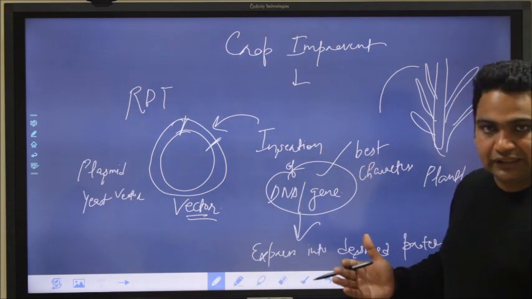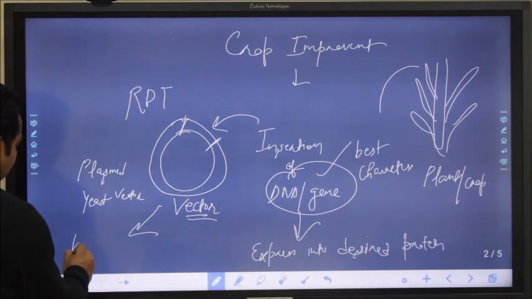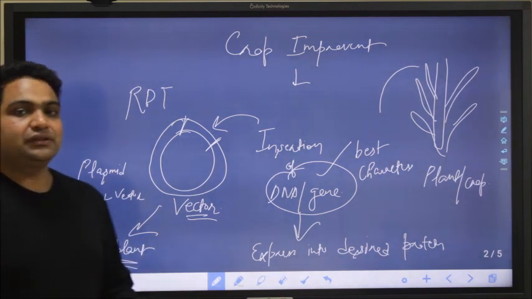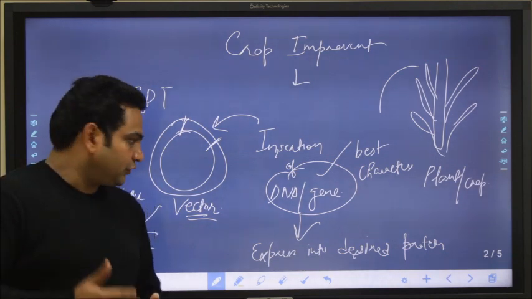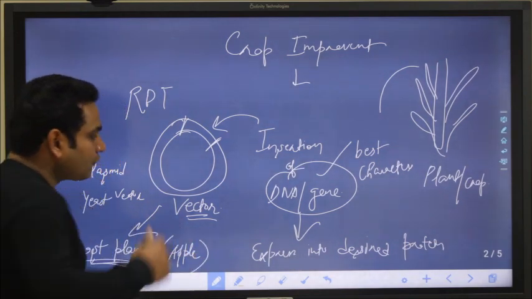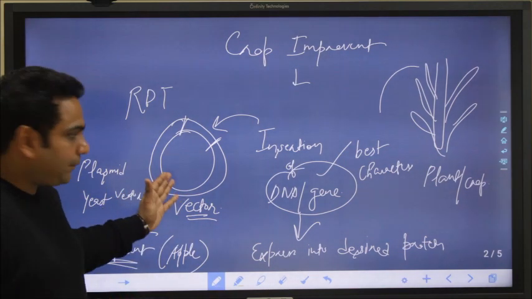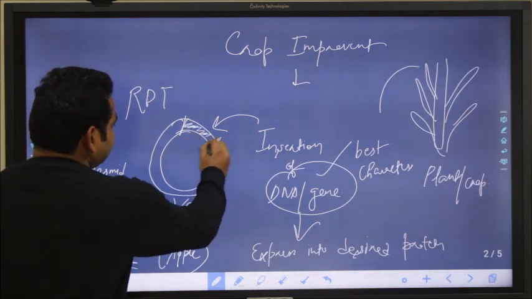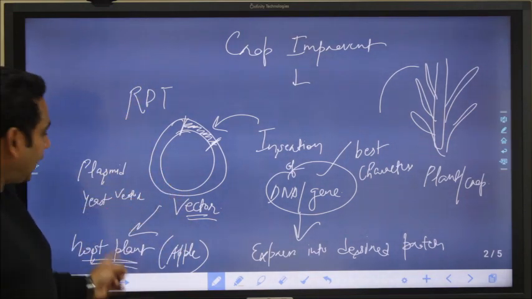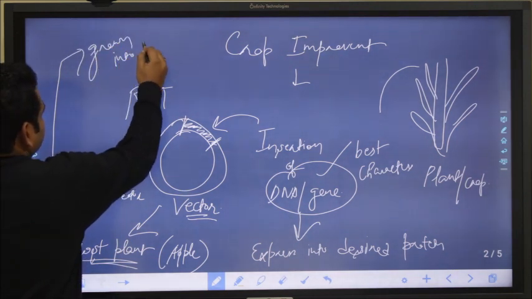After taking that gene, we will introduce it into a vector, and then introduce the vector into the host plant where we need that character. I think you understood that the host plant here means apple. After introduction, the vector has the specific gene, that is the specific DNA. Now this vector will be introduced into the host plant, and after that the host plant can be grown in the field.